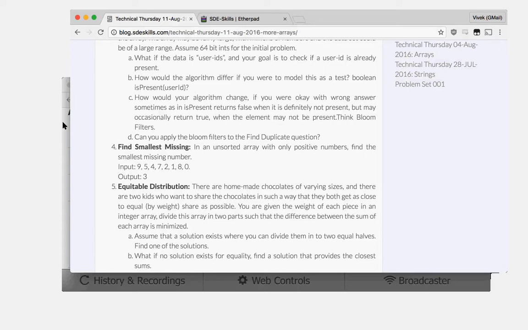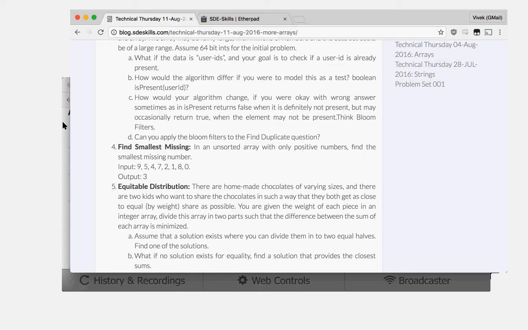So the range is from 0 to infinity, correct. If you look at just 9 and 5, the missing element that is minimum is 4 and below, or 0. Okay, so that doesn't work. Are we allowed to use memory?